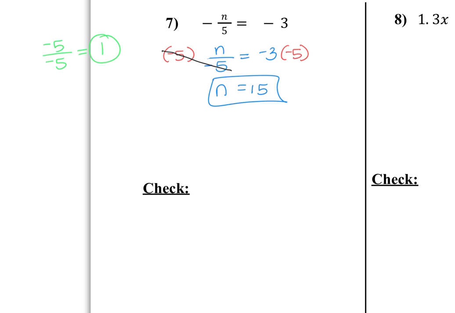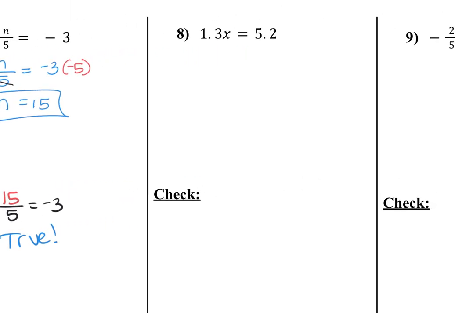And then again, we just check. We're going to plug into the original. And wherever I had my n, I'm going to substitute that 15 in. And so -15 divided by 5 does in fact equal -3. And so that is true. We're good to go. We did not make an error. Again, if this is false for any reason, we got to go back up and check our work.